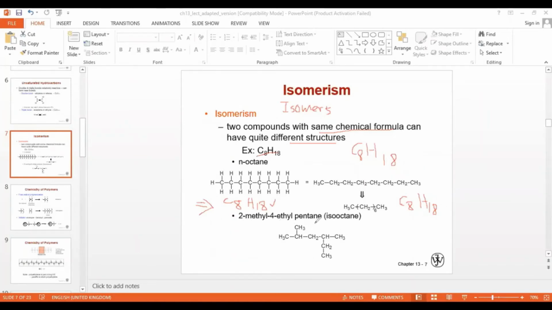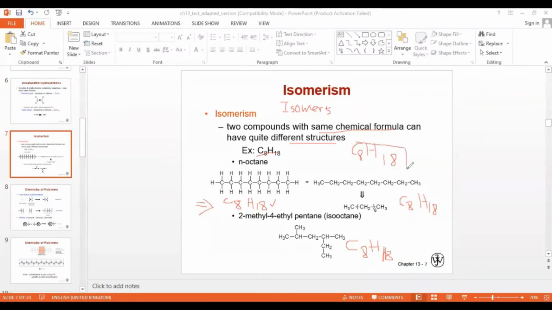And then I have 2-methyl 4-ethyl pentane. Now we will see that. In this structure, if I count 1, 2, 3, 4, 5, 6, 7, 8, there are 8 carbons. If I count the number of hydrogens, I have 3 plus 2, 3 plus 3, 6, 7, 8, 9, 10, and plus 3, 13, plus 2, 15, plus 3, 18. That is C8H18. So now the compound is C8H18.